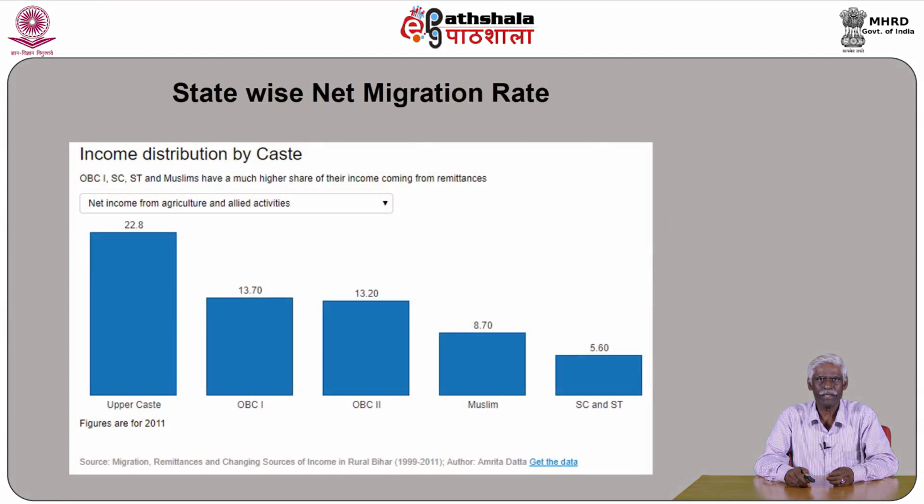The diagram provides, caste-wise, for instance upper caste, other backward caste, Muslims, scheduled caste and scheduled tribes, the extent of the net income from agriculture and allied activities, and also the income distribution, which clearly shows that the income levels are very high among the upper caste. Furthermore, the data reveals that OBCs, SCs, STs and Muslims have a much higher share of their income coming from remittances.